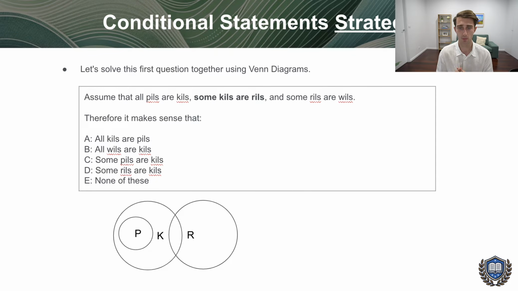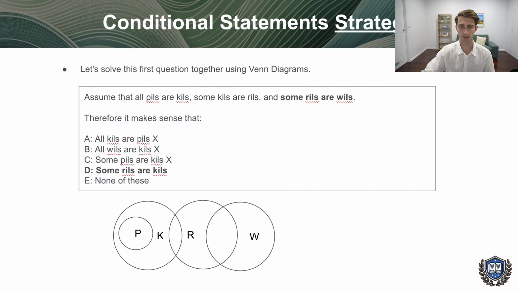Final one, some rills are wills. So again, some rills should be mingling with the wills, and it should look exactly like this. And this really does tell us, therefore, if we look at the answers here, assume that all pills are kills, some kills are rills, and some rills are wills. We can see that's all plotted correctly here. Let's cross-check them against the answers, which I've already got here on screen.